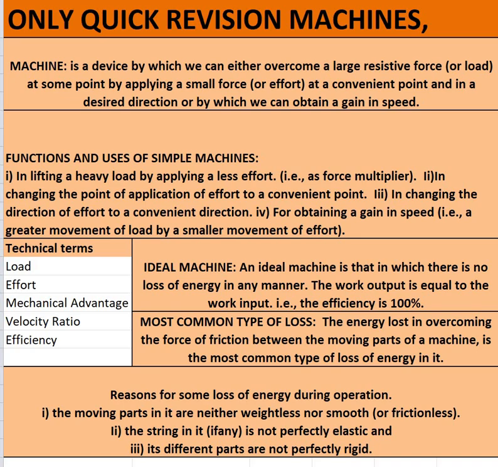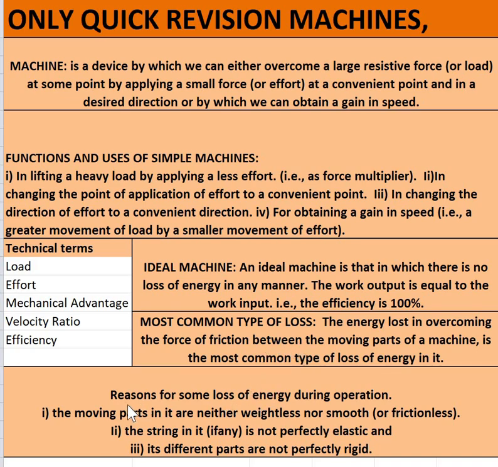So what is an ideal machine? An ideal machine is that machine where there is no loss of energy in any manner. The output is equal to the work input, and the efficiency of an ideal machine is 100%. The most common type of loss we find in machines is the energy lost in overcoming the force of friction between the moving parts of a machine.